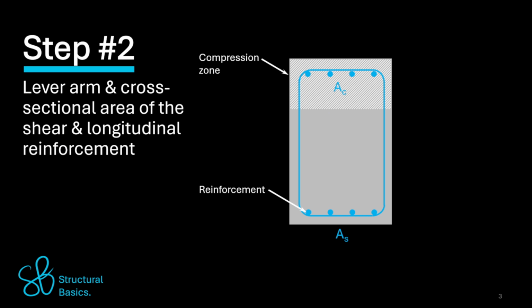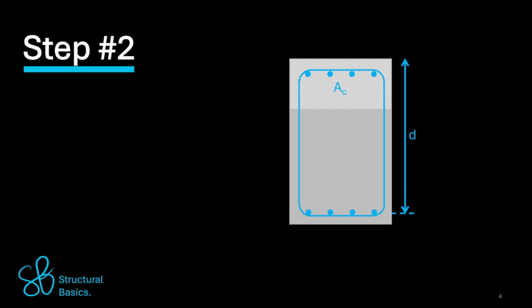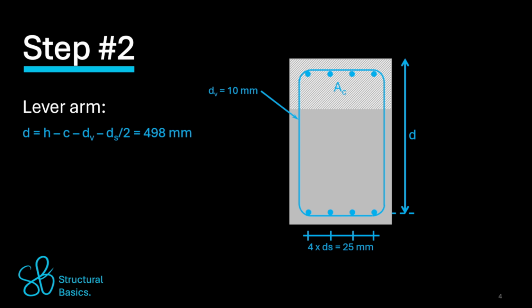Step 2, the lever arm or effective height of the longitudinal reinforcement is calculated, and that is the distance of the center of the reinforcement to the top or bottom fiber of the cross-section, which is in compression. In our case, with a positive bending moment, it's the distance from the bottom longitudinal reinforcement to the top fiber of the section. For a diameter of the longitudinal reinforcement of 25 millimeters, the stirrups of 10 millimeters, the lever arm is calculated as 498 millimeters.